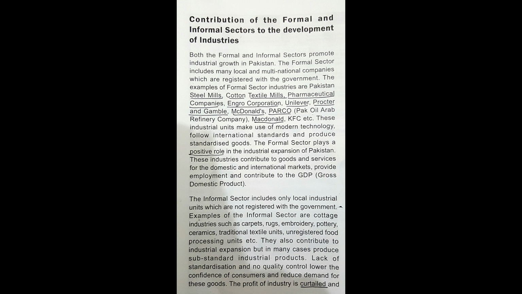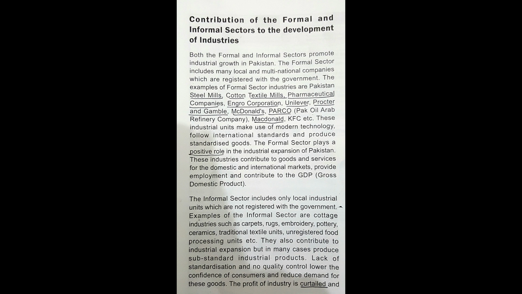The informal sector includes only local industrial units which are not registered with the government. Examples of the informal sector are cottage industries such as carpets, rugs, embroidery, pottery, ceramics, traditional textile units, unregistered food processing units, etc. These industries are not registered by the government.